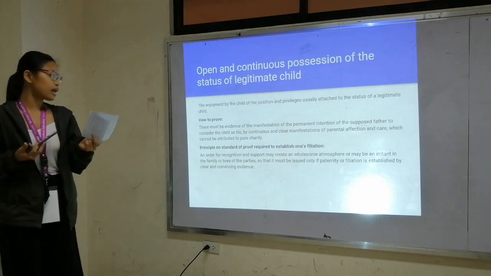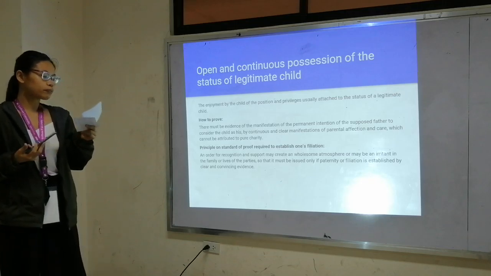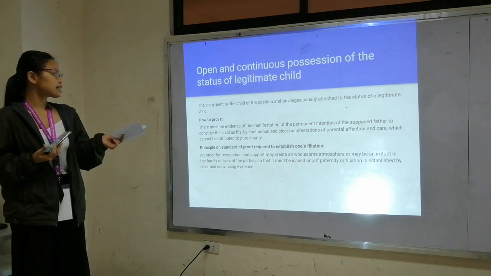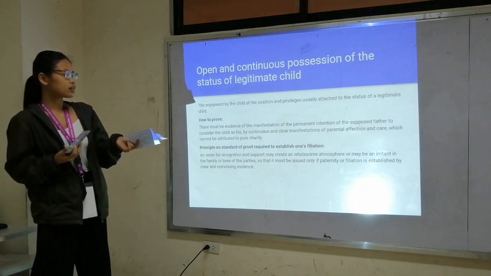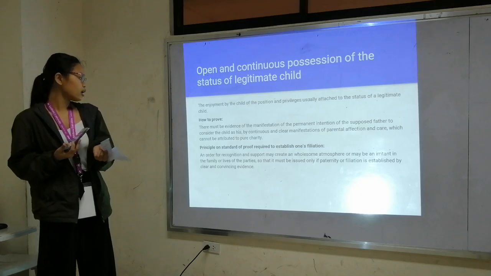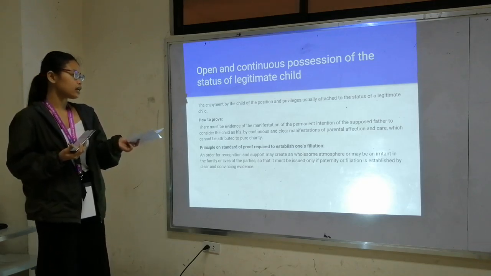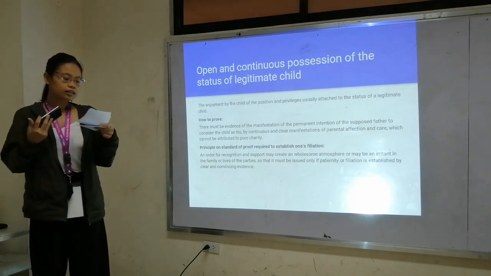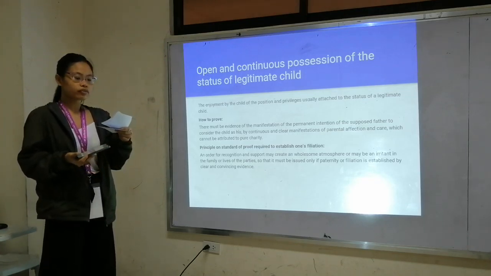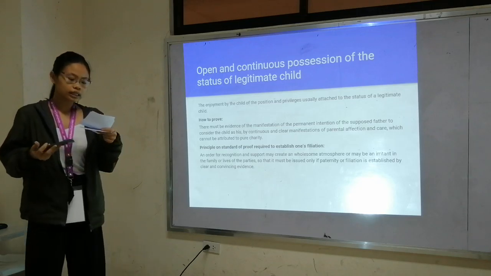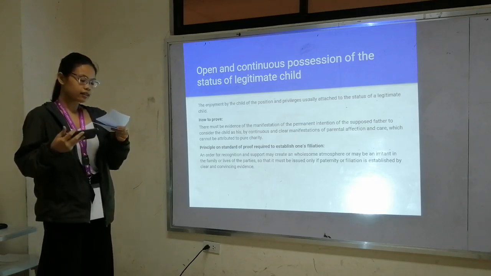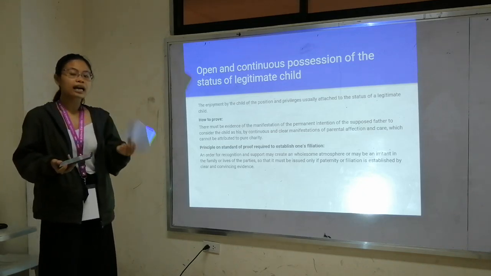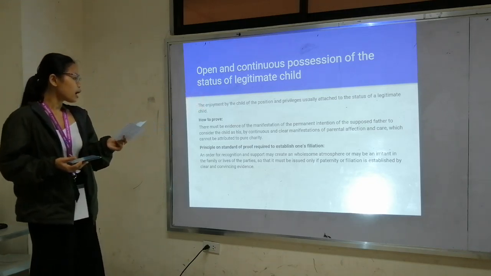To prove this, there must be evidence of the manifestation of the permanent intention of the supposed father to consider the child as his by continuous and clear manifestations of parental affection and care, which cannot be attributed to pure charity. The acts here must reveal not only the conviction of the paternity, but also the apparent desire to have and treat the child as such in all relations and in society and life, not accidentally but continuously.